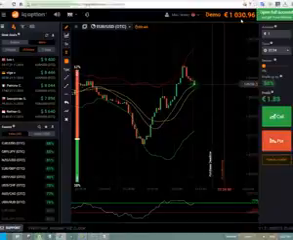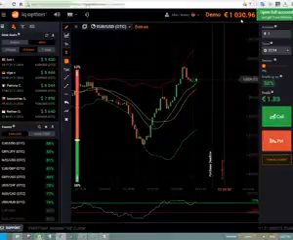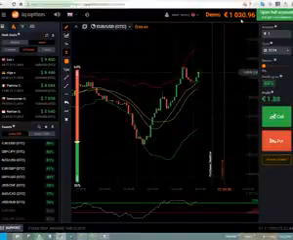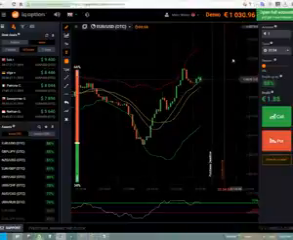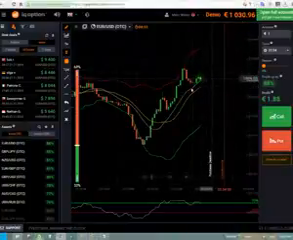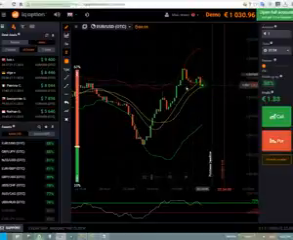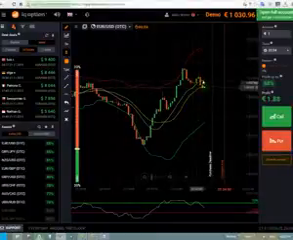I want you to be very careful and remember that you have to be disciplined, very disciplined with this strategy. It's not recommended to open a position in this area. It's called no man's land area, because you don't know what the price will do.